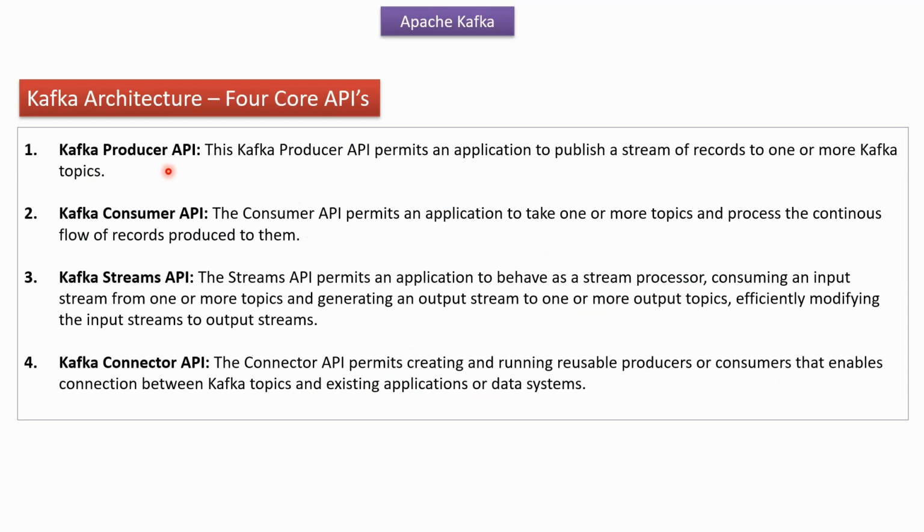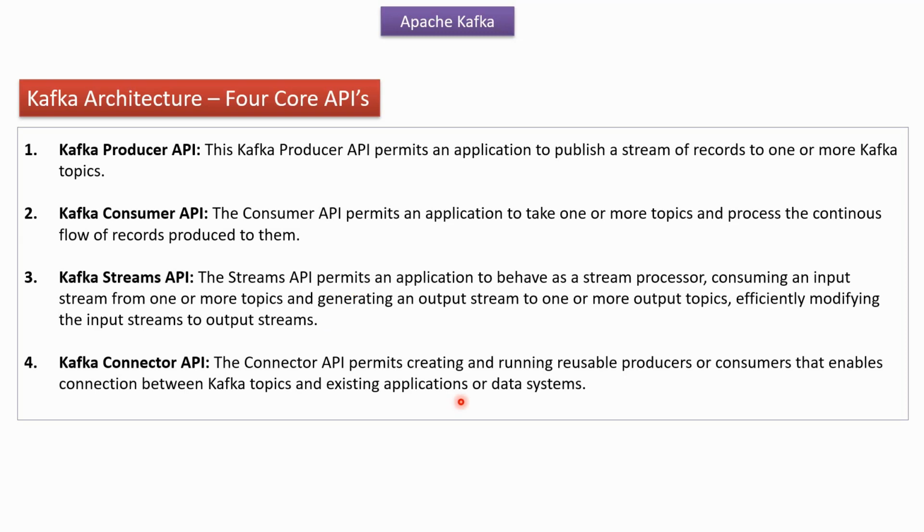Using the Kafka Producer API, an application can publish a stream of records to one or more Kafka topics. Using the Kafka Consumer API, an application can subscribe to one or more topics and process the continuous flow of records produced to them. The Streams API permits an application to behave as a stream processor, consuming an input stream from one or more topics and generating an output stream to one or more output topics, efficiently transforming input streams to output streams.